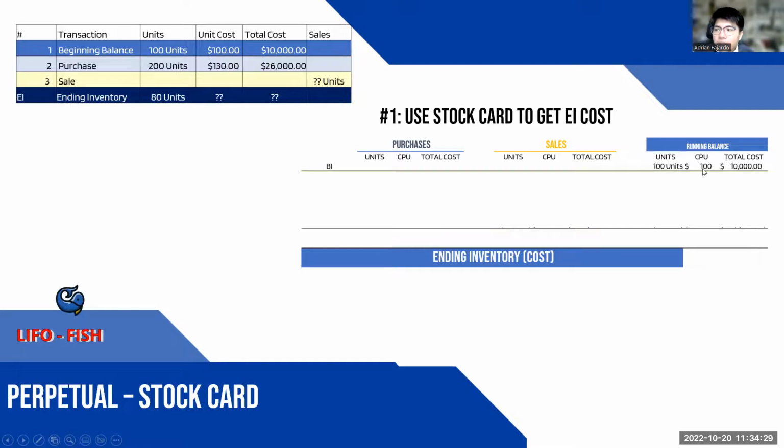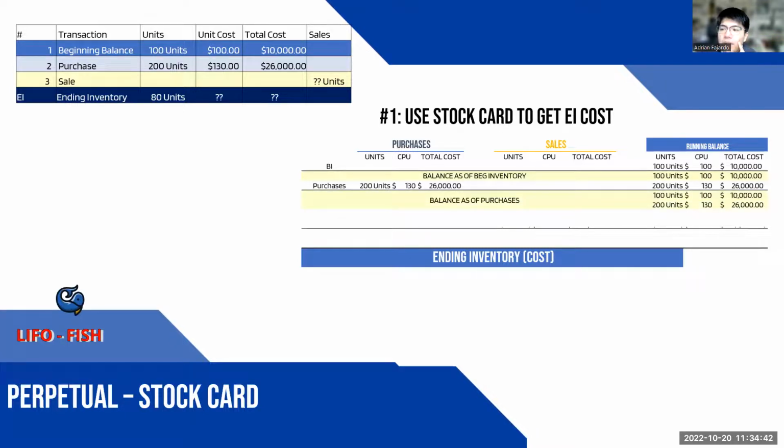So beginning inventory, ito yung running balance. So ano yung balance as of beginning inventory? May 100 units lang tayo, right? Batch 1. And then we have purchases of 200 units. So what would be our balance? Now, dalawa na. We have 100 units at 100 cost per unit and 200 units at 130.